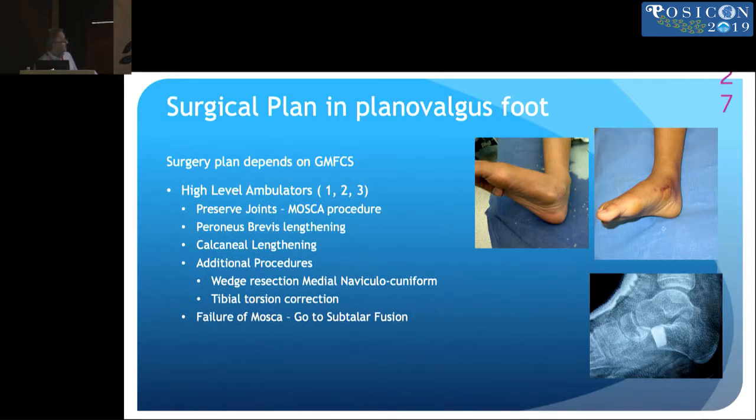If you have a high level ambulator, say 1, 2 or an early 3, you would preserve the joint and do a Mosca procedure. You would do a peroneus brevis lengthening and a calcaneal lengthening. You may need additional procedures like tibial torsion correction and a wedge resection of the medial navicular cuneiform joint. Should your Mosca fail, then you have the option of taking it to a subtalar fusion. Ideally, try to preserve the joint in a high level ambulator. And remember, it's a part of the SEMLS, it's never done alone.